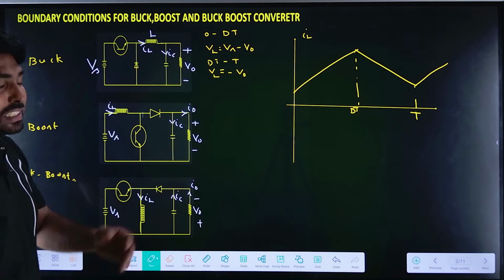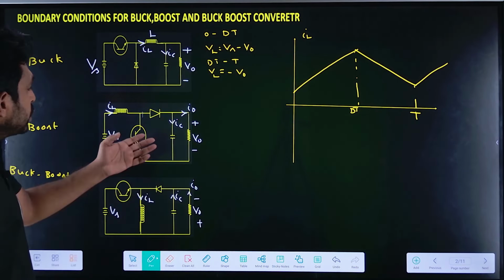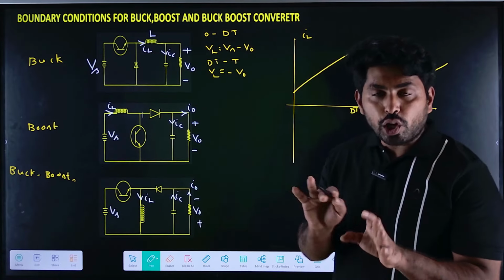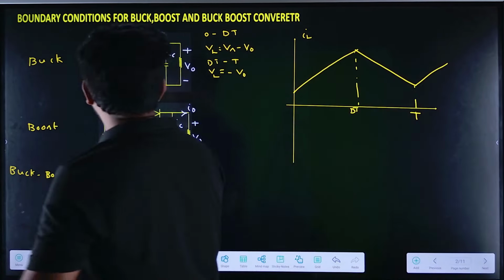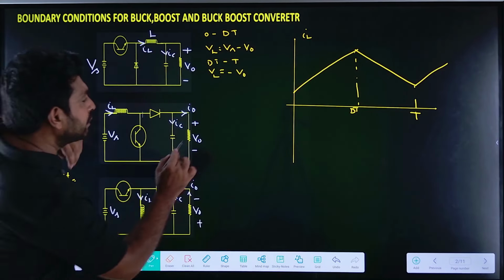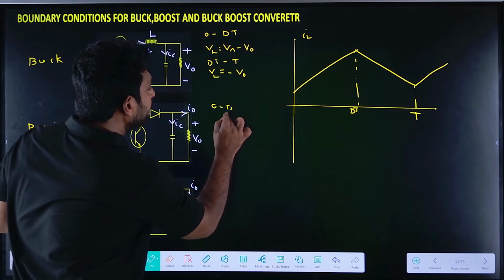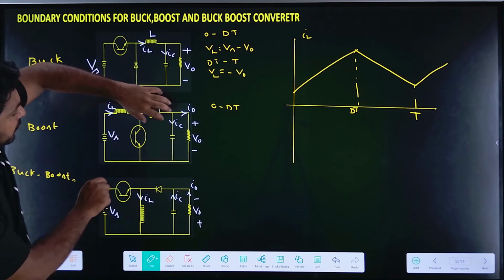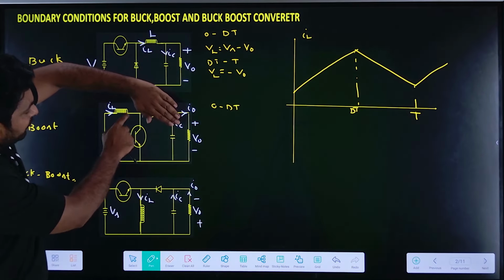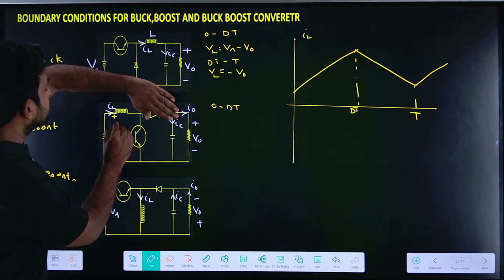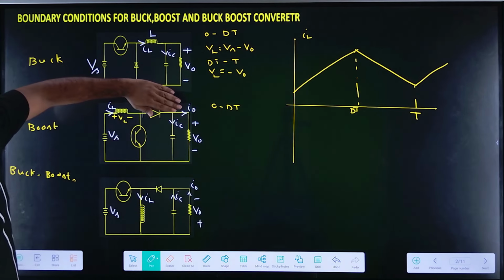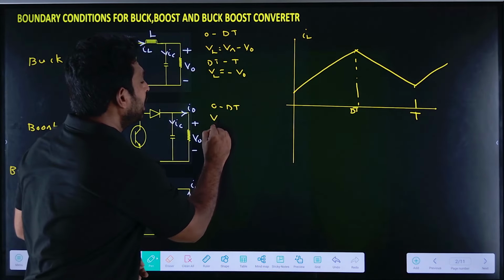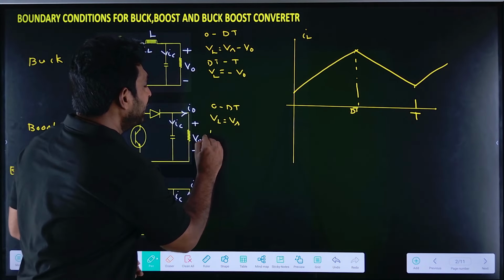In a similar manner, you can find the voltage for the boost converter and buck boost converter. If I want to find the voltage across the inductance in case of the boost converter, then during the 0 to dT period the switch is on and the diode is off, so this circuit is isolated. So VL equals Vs.